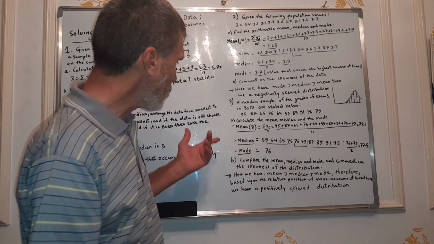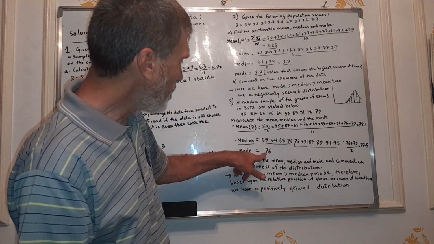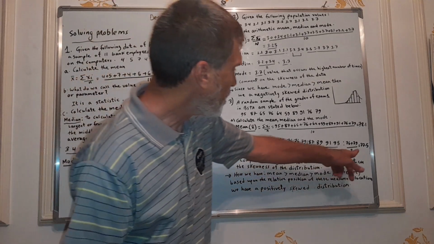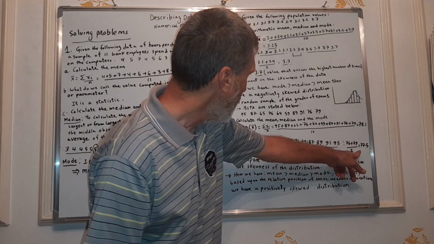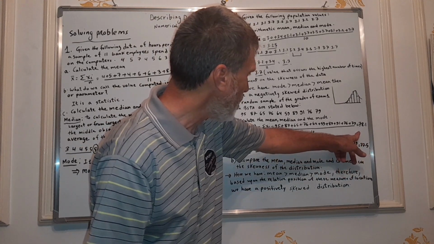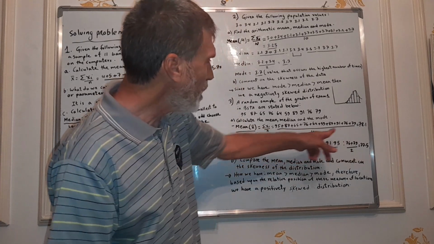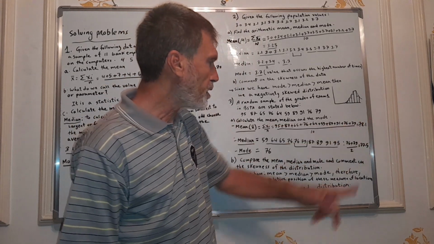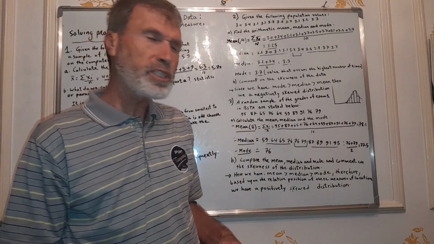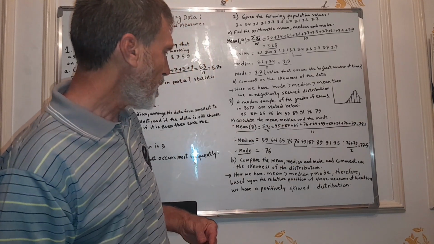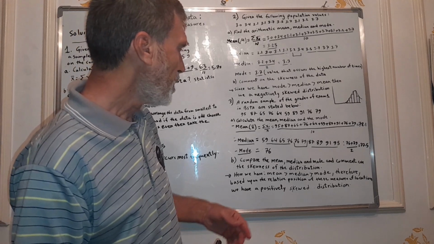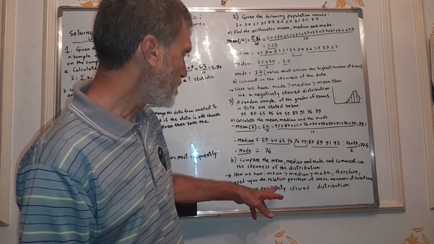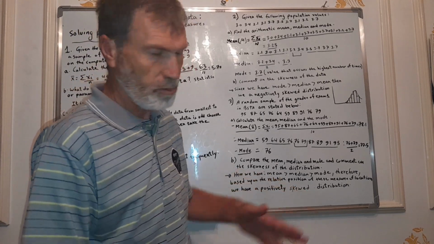We'll look over here and compare them. We say the mode is 76, the median is 77.5, and the mean is 78.1. So as you can see, the mean is the largest of the 3 measures of location. Therefore, we have a positively skewed distribution.